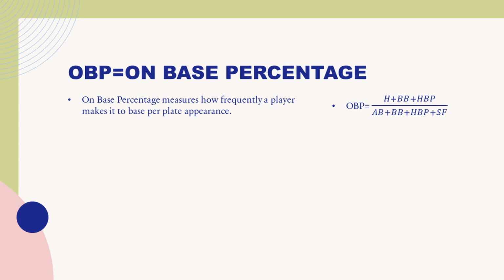Unlike batting average, which only looks at hits per at-bat, on-base percentage is a more all-encompassing statistic. It is calculated by adding hits, walks, and hits by pitches, and dividing it by the number of plate appearances, or at-bats, walks, hits by pitches, and sacrifice flies.